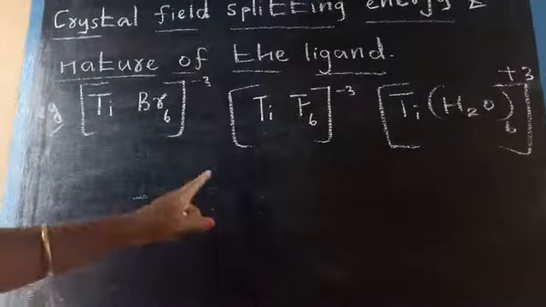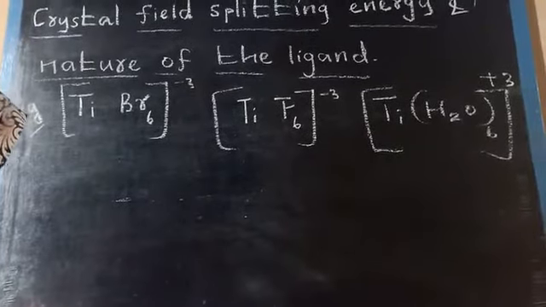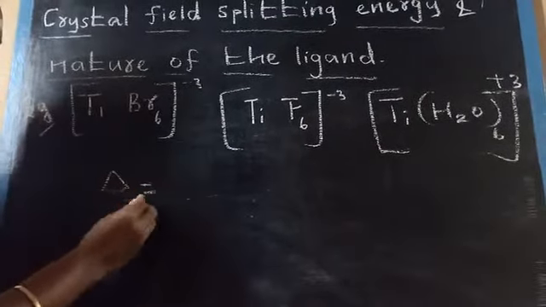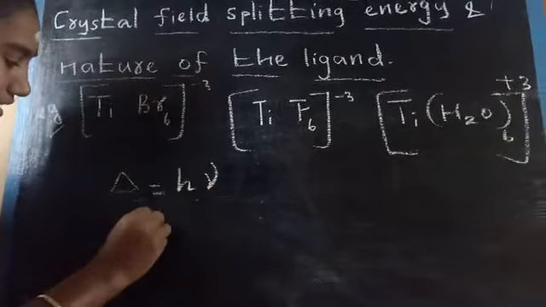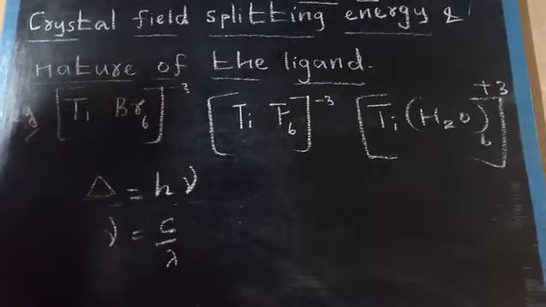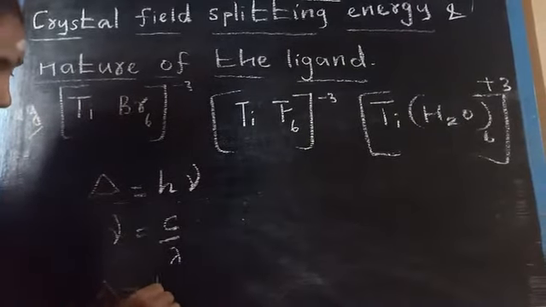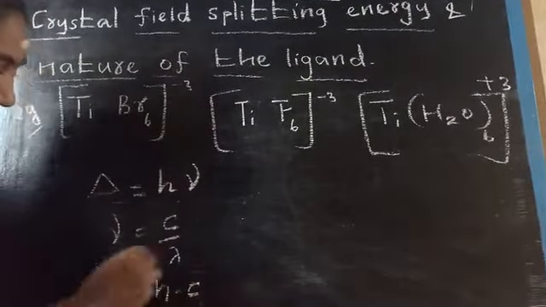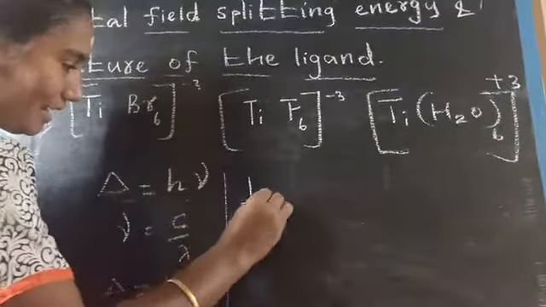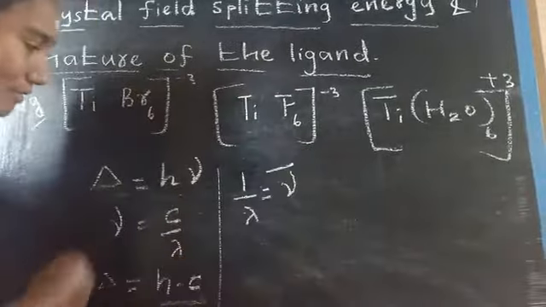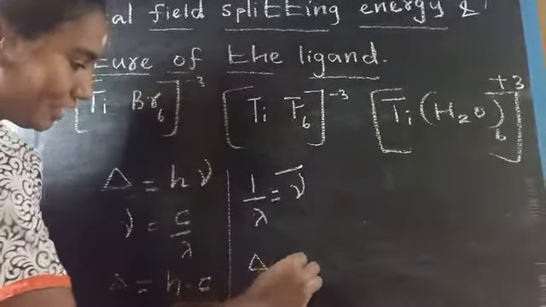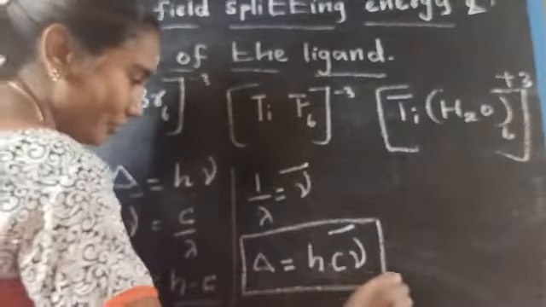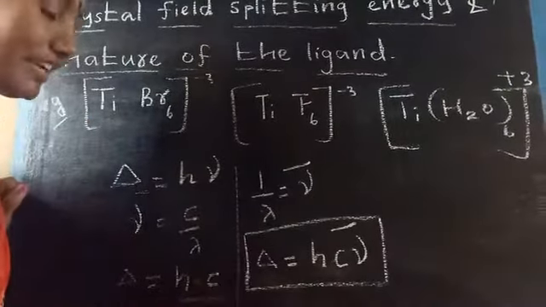So now, calculate the crystal field splitting energy. Symbol delta equal to h mu. Mu is equal to the formula c by lambda. Substitute here. So delta equal to h c by lambda. 1 by lambda equal to mu bar. So now substitute here 1 by lambda. So delta equal to h c mu bar. Now this is the formula to calculate the crystal field splitting energy.